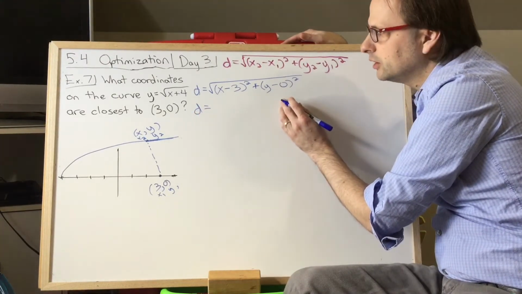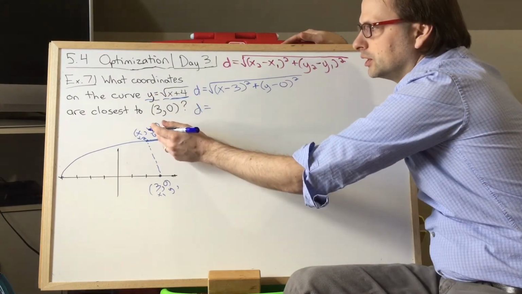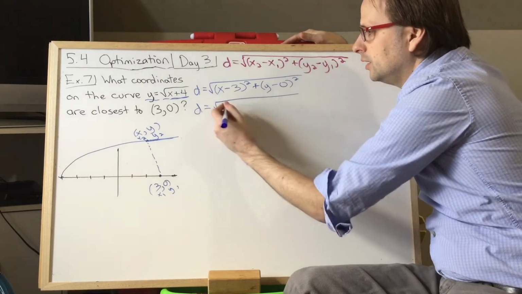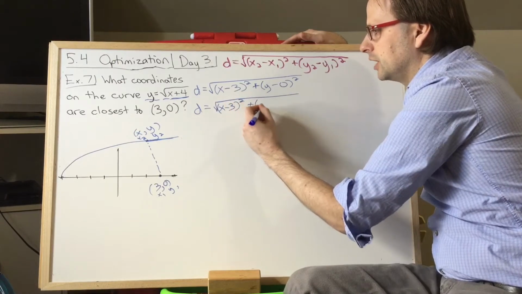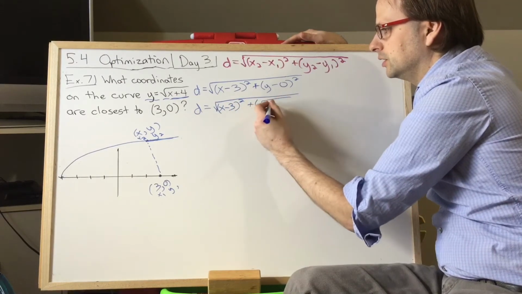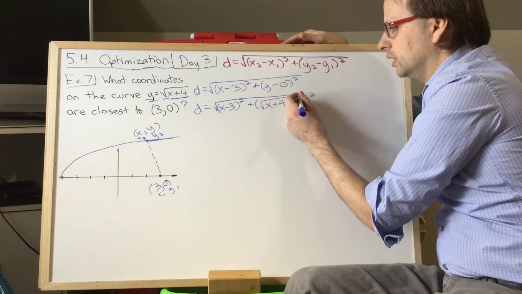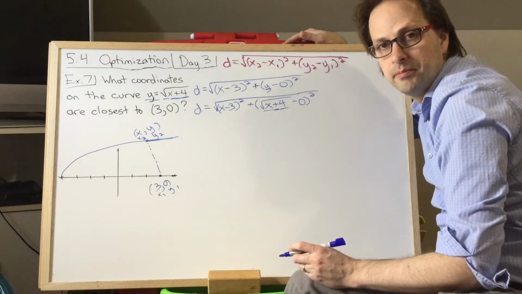We've got too many letters, but we can use this fact to sub in. Every y coordinate here is just root x plus 4. Some people are going to want to just start with that, and that's fine. They're going to start with this step I'm about to write right here. Root x plus 4 minus 0 all squared. All I did was sub in for y.